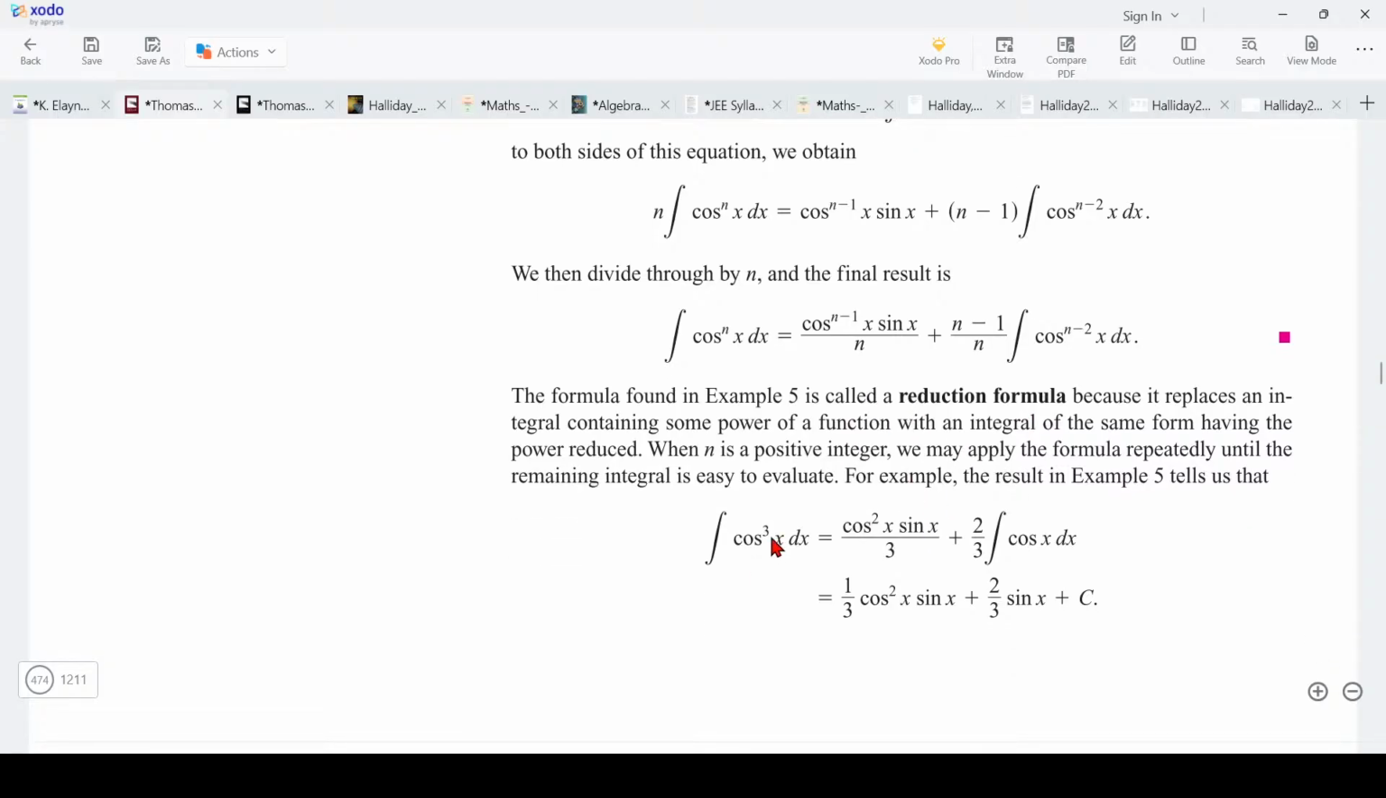Understood. So for example, cos cube x dx. If you directly apply the formula, this becomes (3 minus 1) cos square x sin x by 3, plus (3 minus 1) by 3, that is 2 by 3, integral of cos power (3 minus 2), which is cos x dx. This is so straightforward, right? If it is 5, 7, it doesn't matter. Whichever it is, we'll be able to reduce this. So with this method, cos power n x, whichever n, we will be able to calculate.